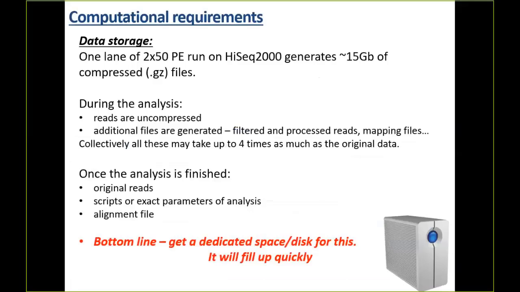All right, computational requirements. This is where things tend to get interesting and where people sometimes underestimate their needs a lot. So one lane on an Illumina machine can generate about 15 gigs of data, although that number has actually gone up because the machines are generating more and more sequence per lane. With NovaSeq, that's going to get even bigger.